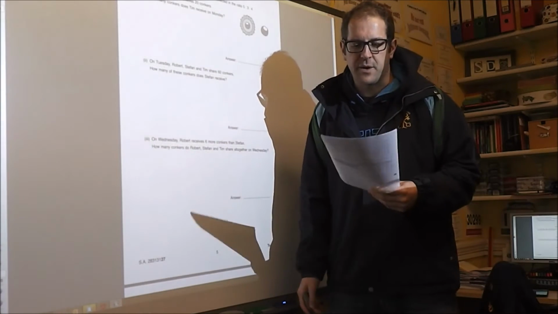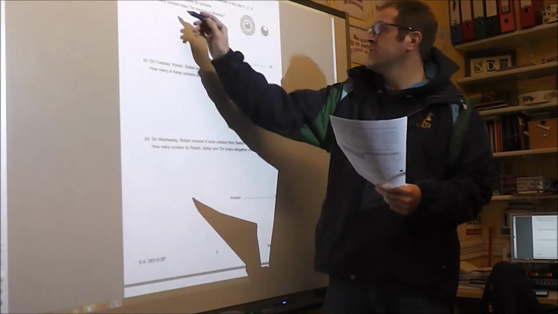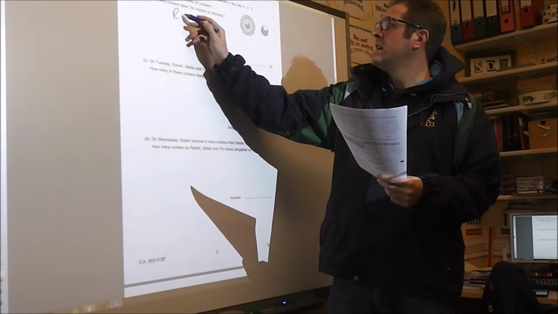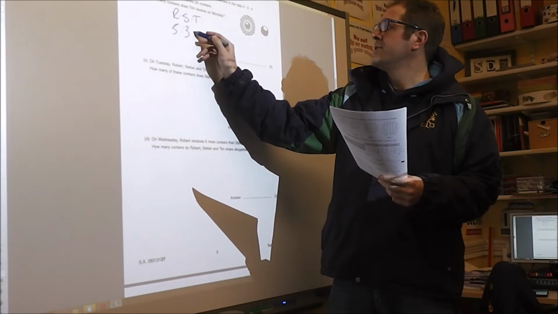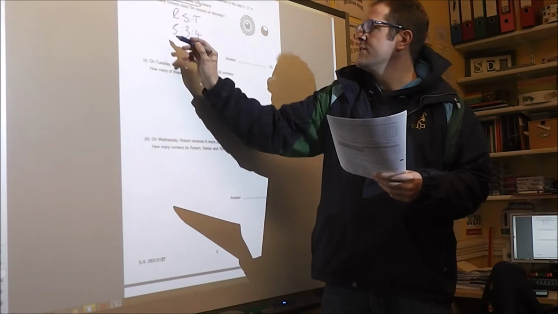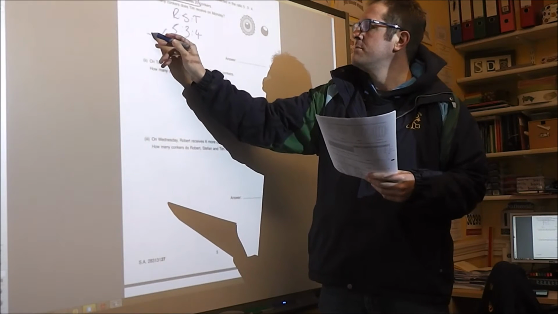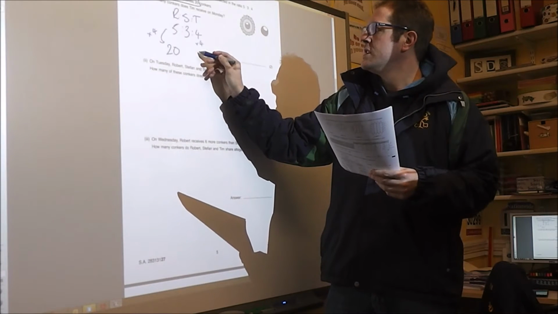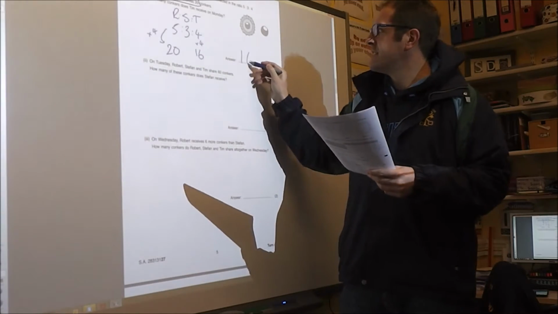Question 4 is a question on ratios, so make sure you write out the ratio each time. RST, 5, 3 and 4. You're told that Robert receives 20, which means your multiplier is 4, so that would be 16 for Tim.